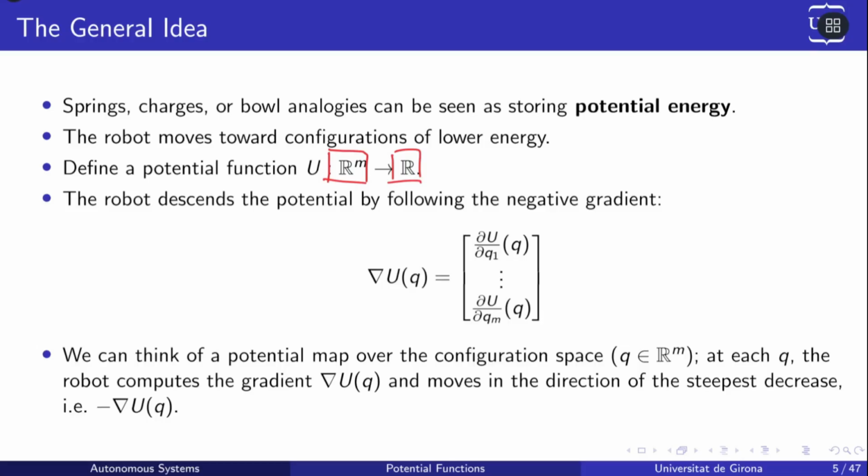And then how is the robot going to move towards the lower energy? Just by following the gradient. The gradient is this other function that you have here. Basically, for each configuration, we compute the derivative of the potential function, and then just follow the lower energy path. Okay? This is the main idea of what we are going to do today.